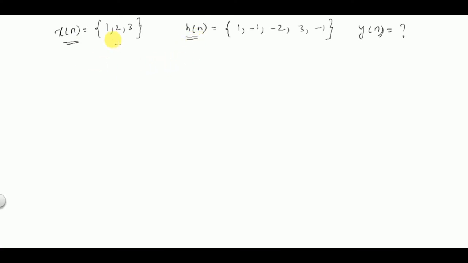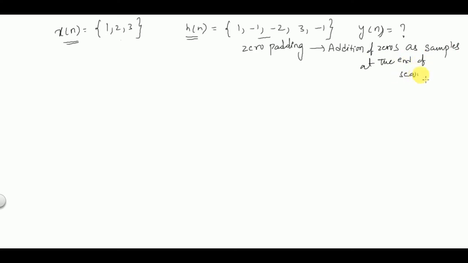So in this example, the number of samples of x of n is 3 and the number of samples of h of n is 5. So first of all we have to equate the number of samples of both x of n and h of n by using the zero padding concept. Zero padding is the addition of zeros as samples at the end of the sequence.